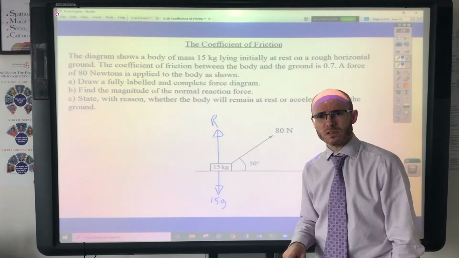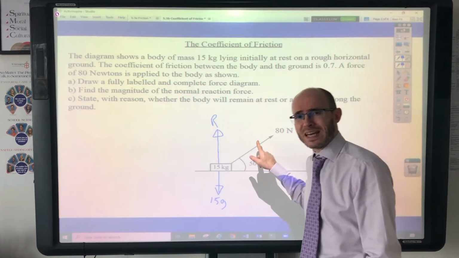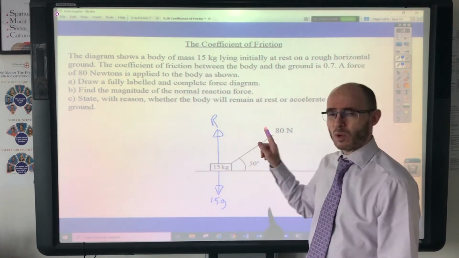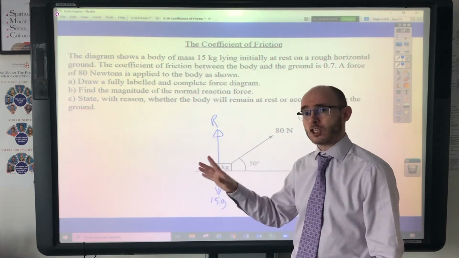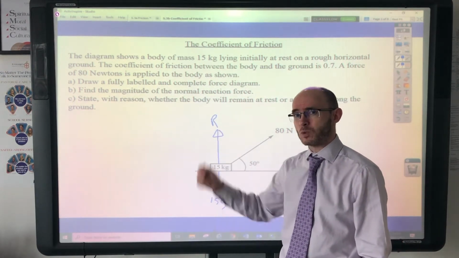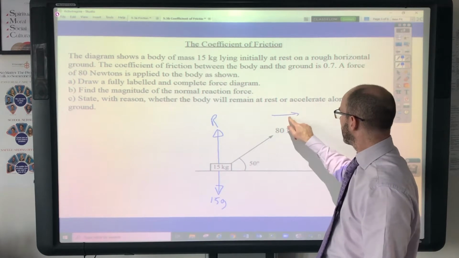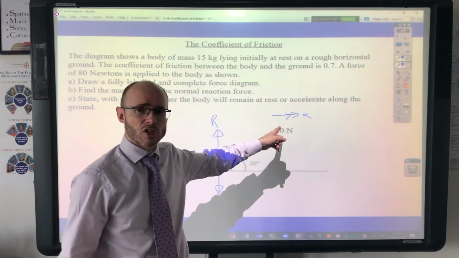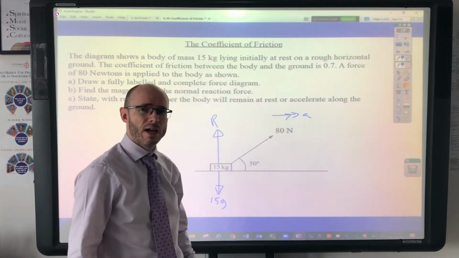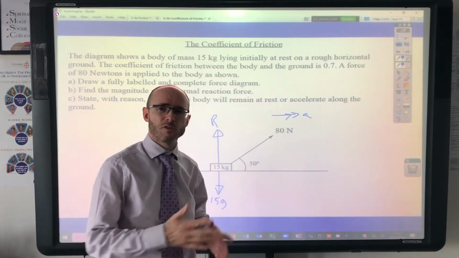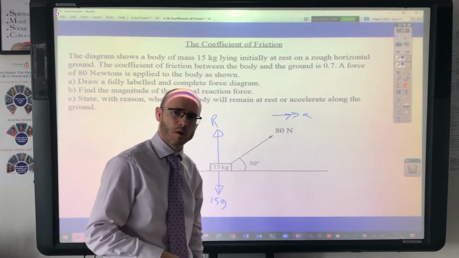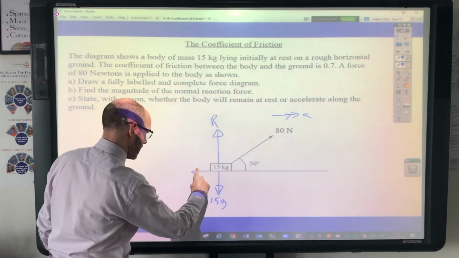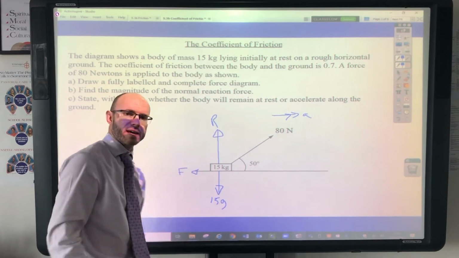Any other forces? Well, of course, the 80 Newton force is labelled there already with the angle 50 degrees. And we have to assume then that the object, if it's going to move, is going to move towards the right. I usually find it's a good idea to put in an acceleration arrow showing you the direction of motion. And then there's the frictional force. Friction will oppose the direction of motion, so it's going to be the other way towards the left. I'm going to put it in there like that.